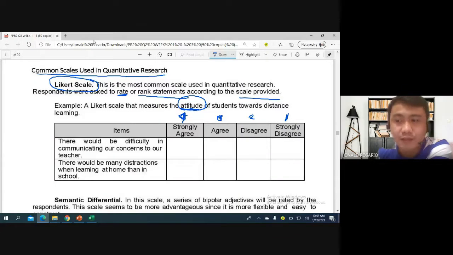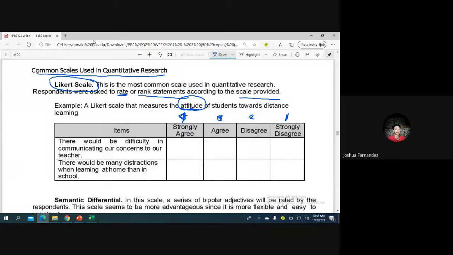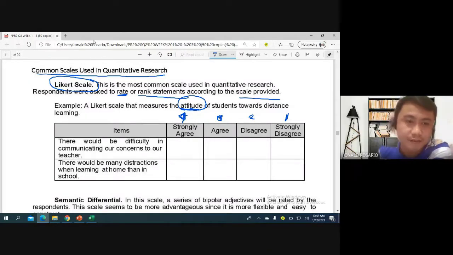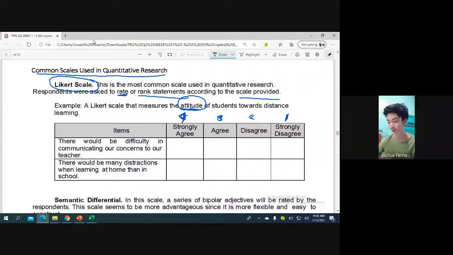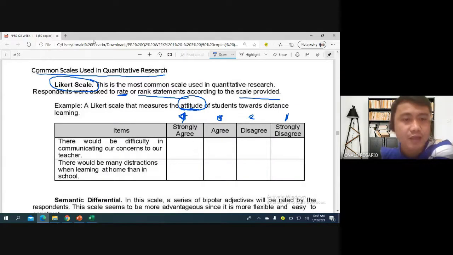Joshua, how many items do we have on the instrument dun sa construct? Ilang items mayroon? Dito po ba sa, ano, sir? Saang basis po, sir? Dito po sa example? Example. Ilang items? Dalawa po, sir. So, 2 items. Yan. 2 items. And then, of course, yung mga respondents ang sasagot dyan.